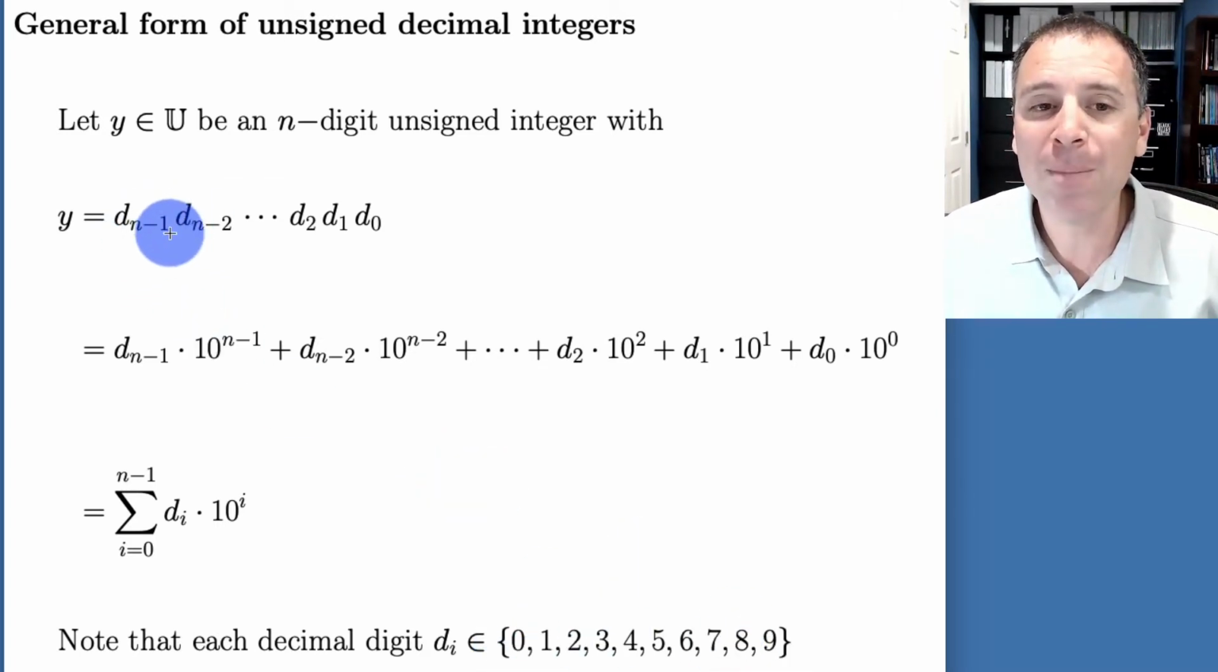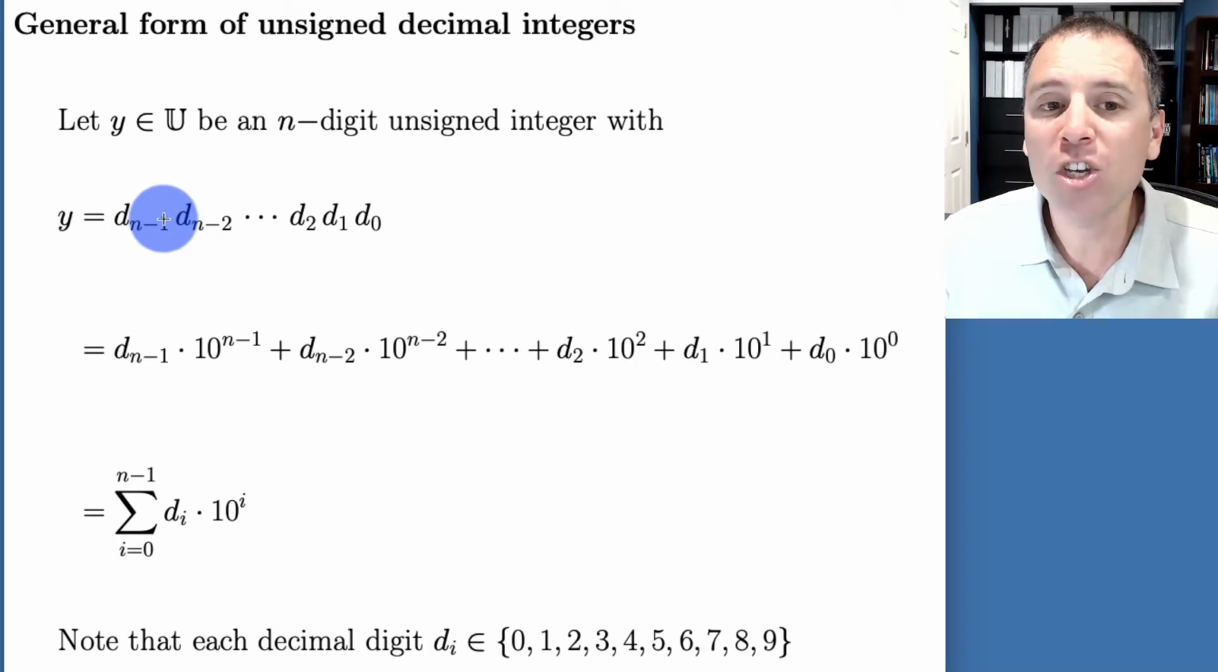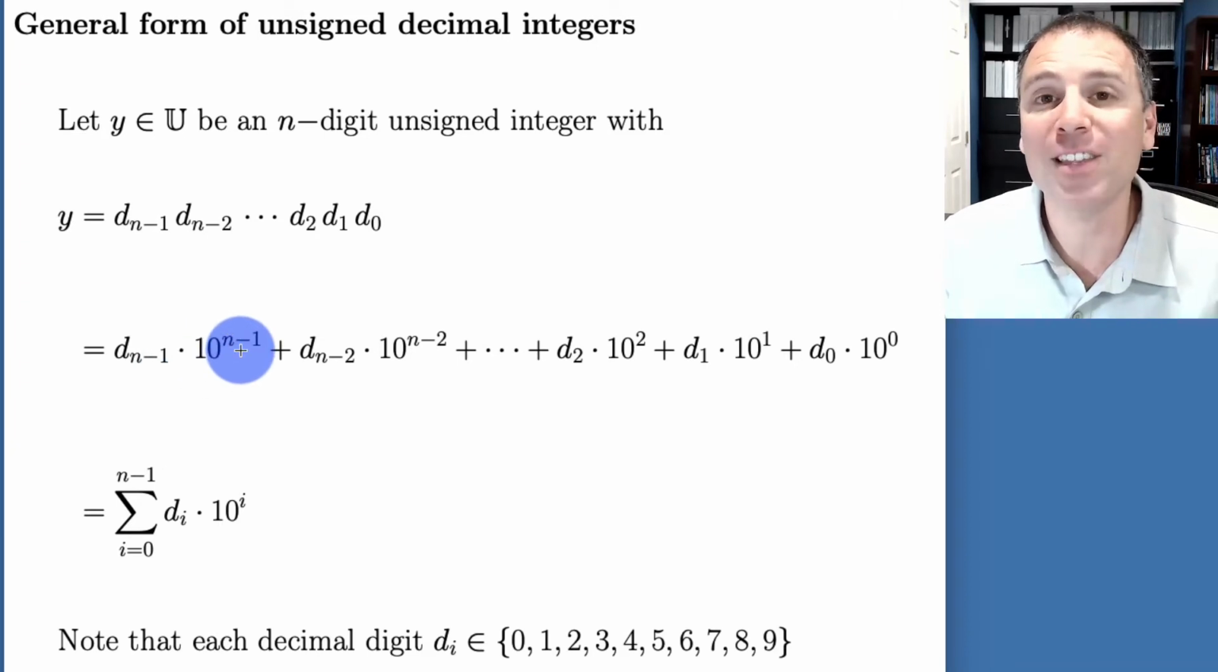Well, what did that mean? Each of these digits is going to be paired with its corresponding power of 10. And specifically, the value of the index on each of these digits corresponds with the power in the exponent of base 10. So d sub n minus 1 pairs with 10 to the n minus 1. D sub n minus 2 pairs with 10 to the n minus 2. We can go all the way down. D sub 2 pairs with 10 squared, D1 pairs with 10 to the 1, and D0 pairs with 10 to the 0. Remember, this is an n-digit representation.